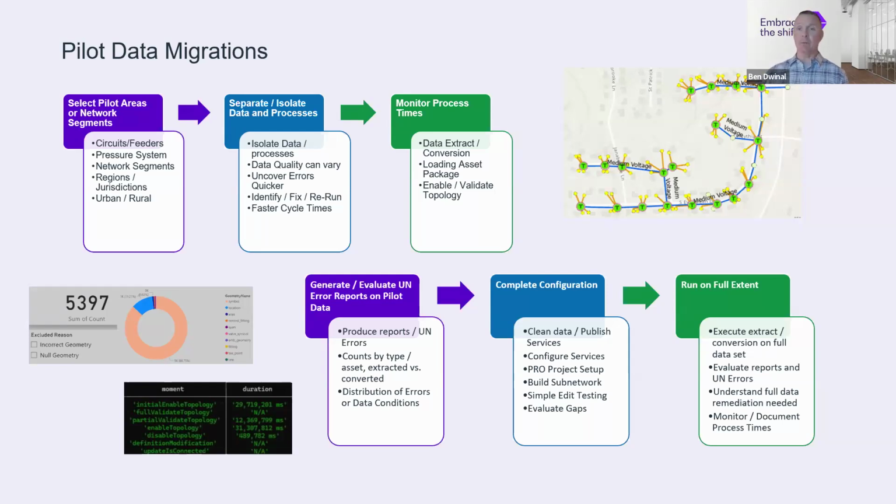In some cases, you may want to run it against your full set of data just to see what types of errors you may encounter that weren't represented in your pilot. And also what sort of durations you get with your major steps. I mean, the critical steps that we want to know are extraction, conversion, and enable topology. If we can get metrics on those, it's hugely valuable taking into your planning for your final release.